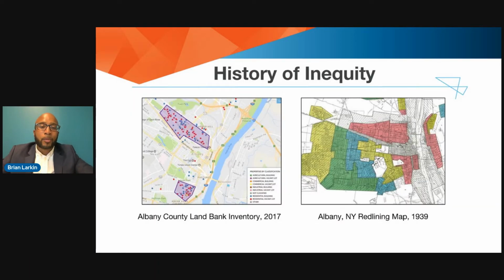This map here is from Albany County, New York, and I like to use it because it helps bring home the image and you can visualize. One, the Albany County Land Bank is doing some amazing work in New York. I'm not sure if Adam or his staff are in the chat here, but they're doing some outstanding things. And this slide here shows the history of inequitable housing strategies.